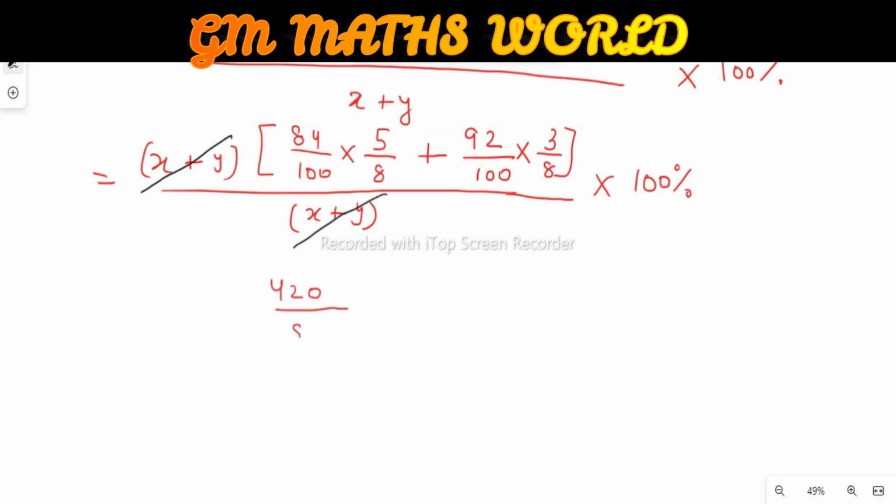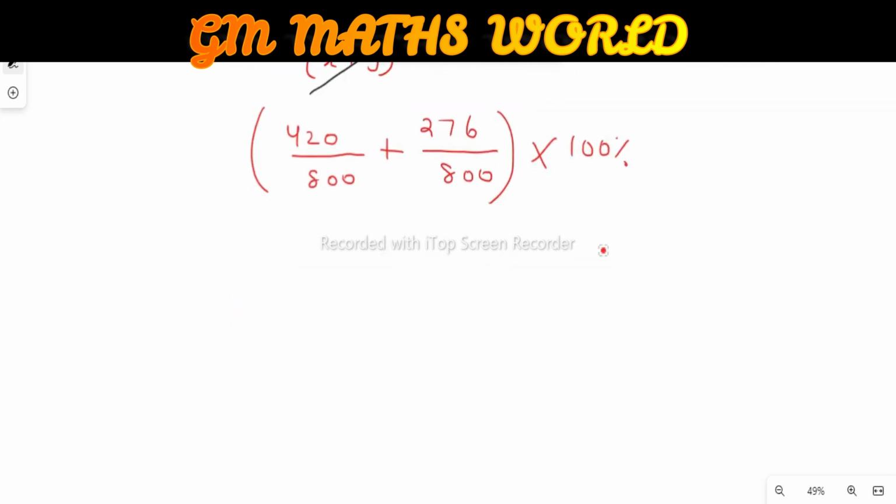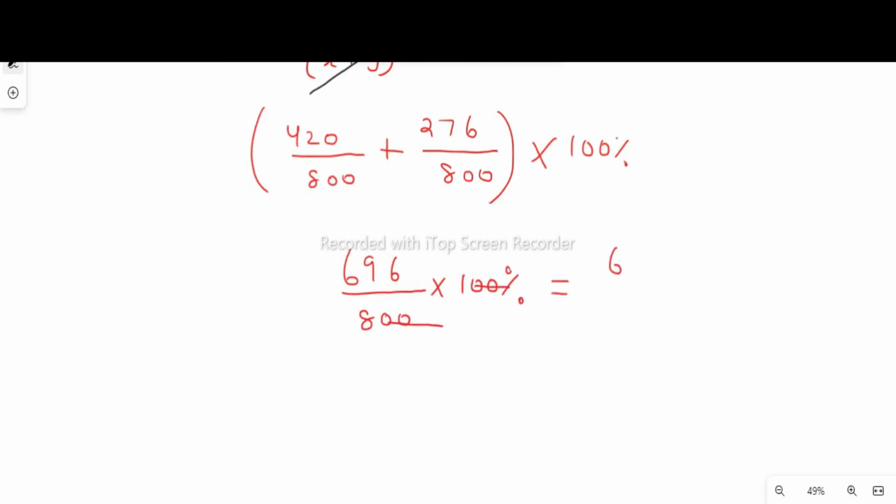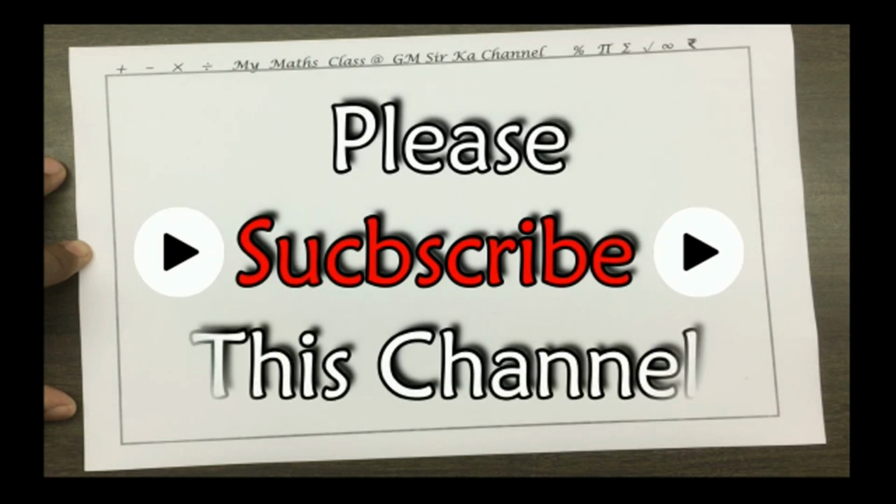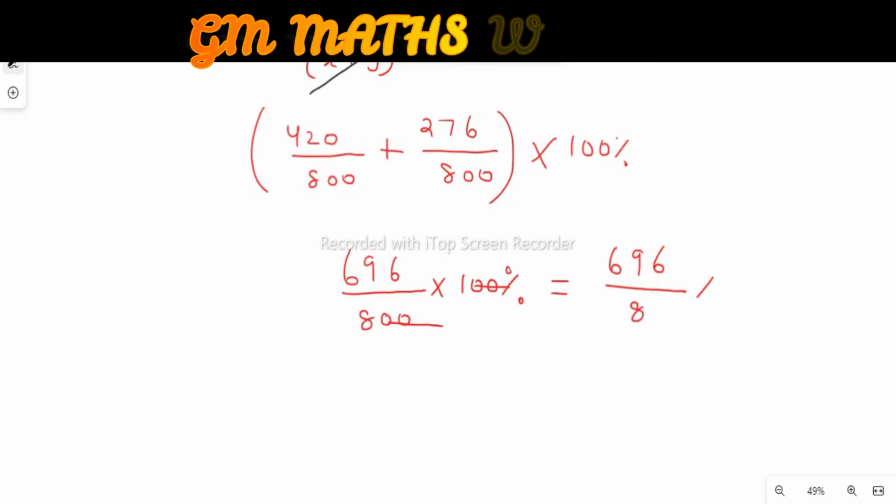The next step is 84 into 5 by 800. 84 into 5 is 420 plus 92 into 3 is 276 upon 800. Now total is 696 upon 800 into 100%. Both the zeros in 800 and 100 in the numerator and denominator can be removed, and the remaining will be 696 by 8%, which is 87%.